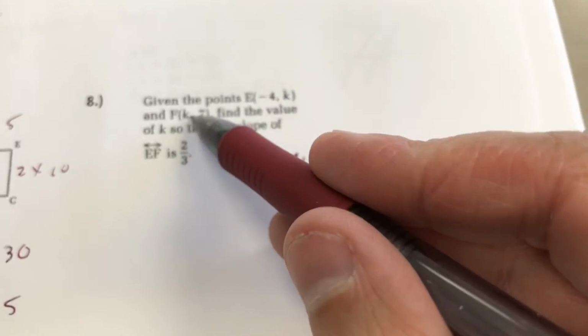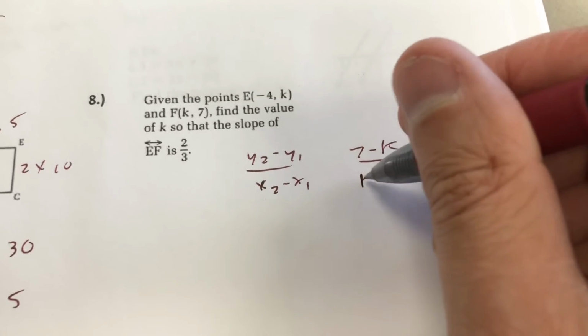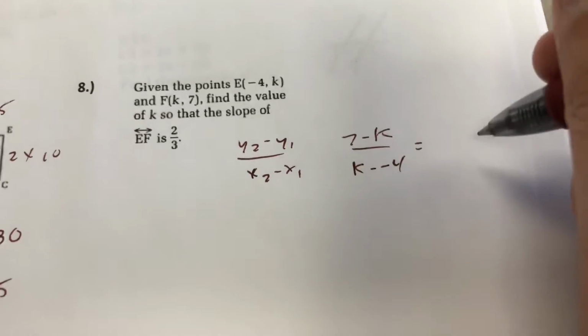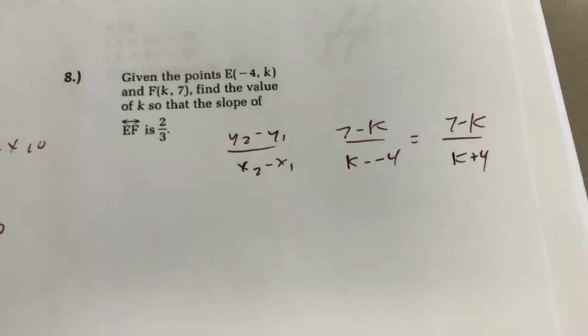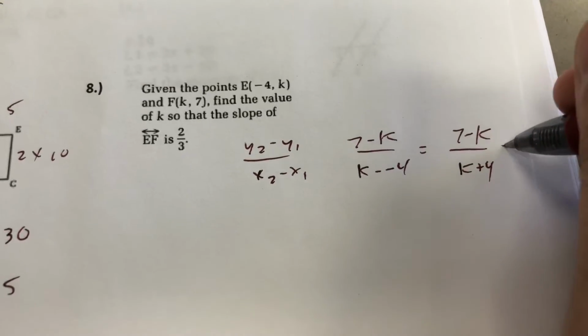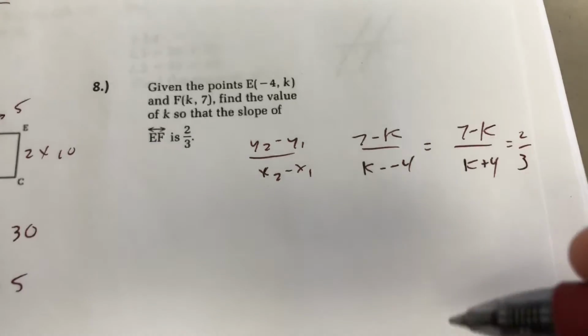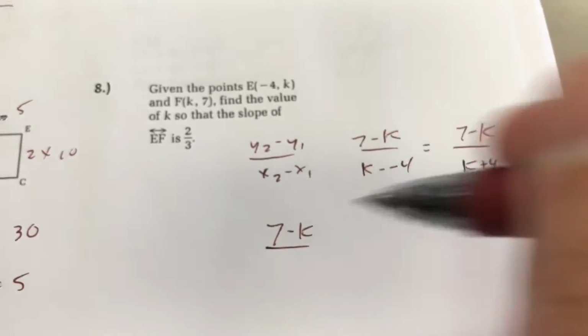I take my second x minus my first x. It's going to be k minus negative 4. So I get 7 minus k on top. I get k plus 4 on the bottom, and I want that to equal 2/3. So a little bit of algebra 1 here. We have a proportion.